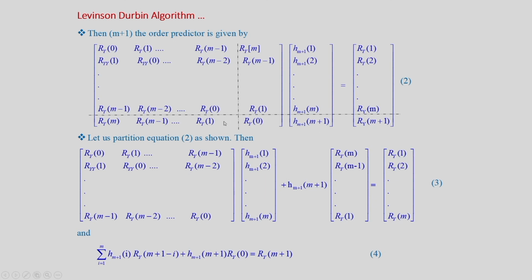If I consider the last row, then what we get is this multiplied by this: summation h_{m+1}(i) r_y(m+1-i), i going from 1 to m, plus the last element h_{m+1}(m+1) into r_y(0), and that must be equal to r_y(m+1). So, because of this partition we get 2 equations, equation 3 and equation 4.